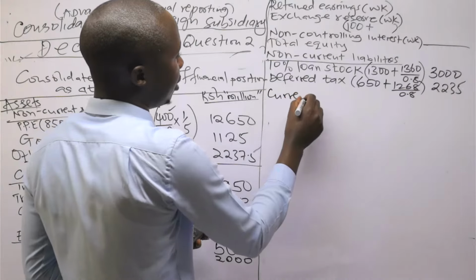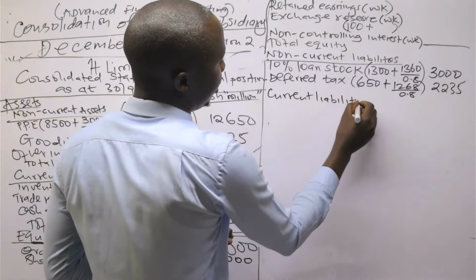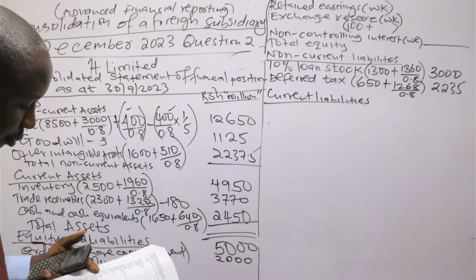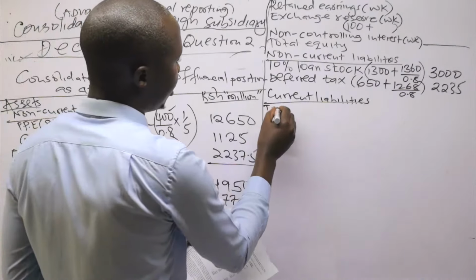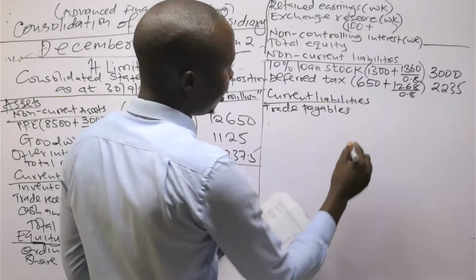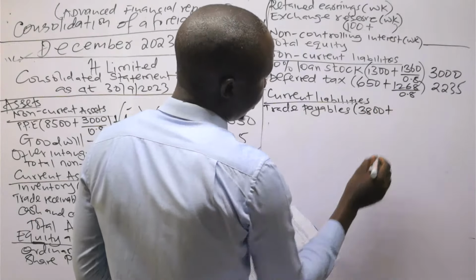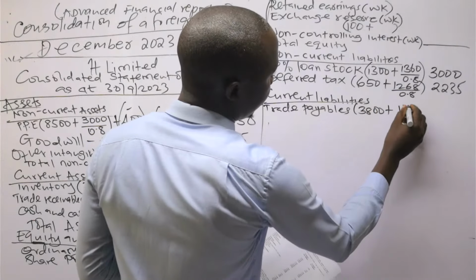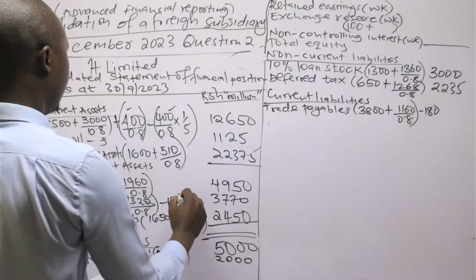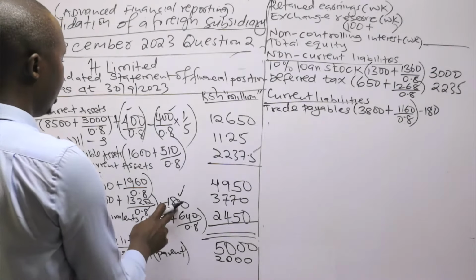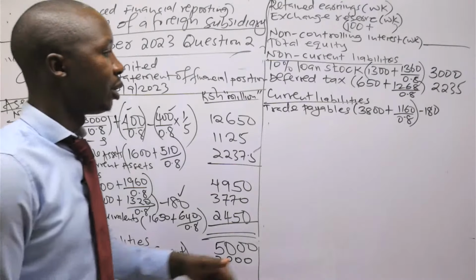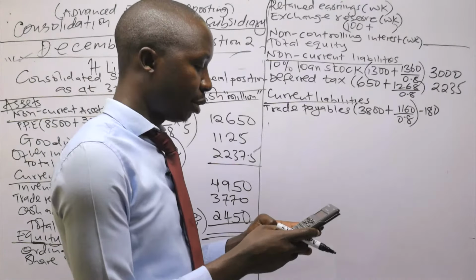Current liabilities. For the current liabilities, we have trade payables. Trade payables being 3,800 plus 1,160 divided by 0.8, then now minus 180. This one is from additional information number 3, credit receivable, debit payable. And remember, it was in Kenyan shillings. So there's no translation which would apply.